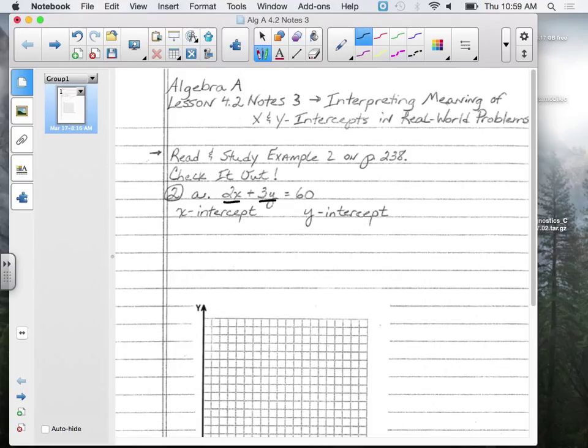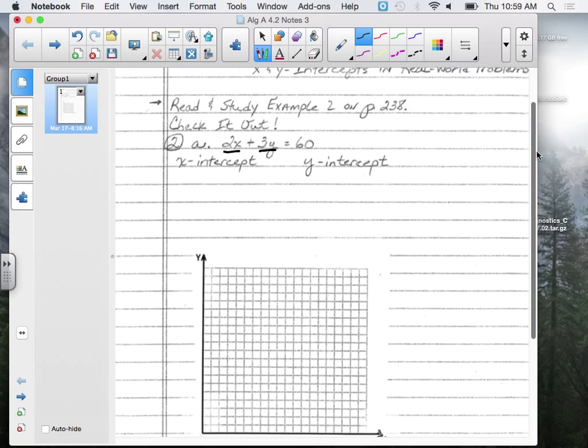Price per pen. The total amount you would spend on the pens, the total cost of the pens is 2x. So what's 3y? Total cost of the notebooks. Add the two together, what do you get? Total cost. Total amount of money you have to spend, right? Okay.